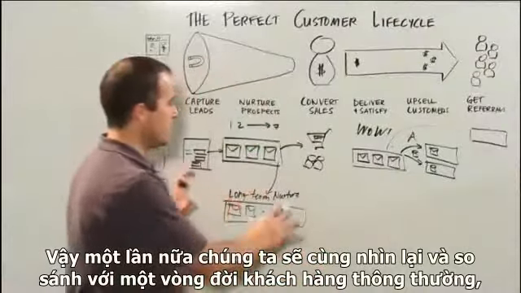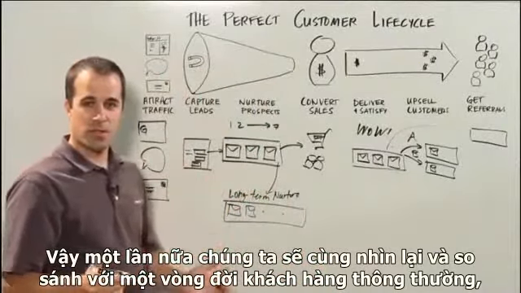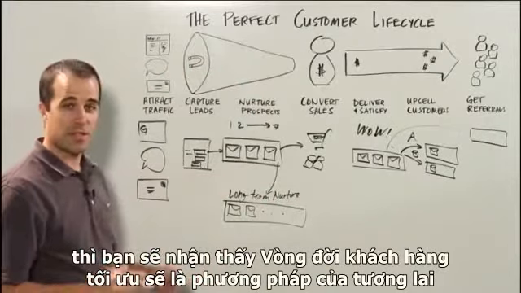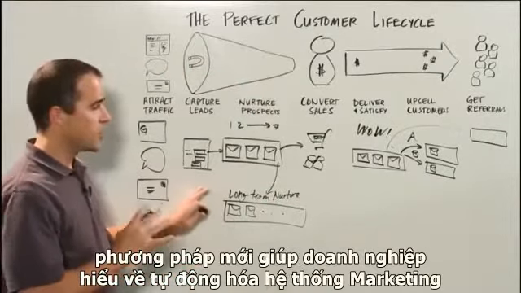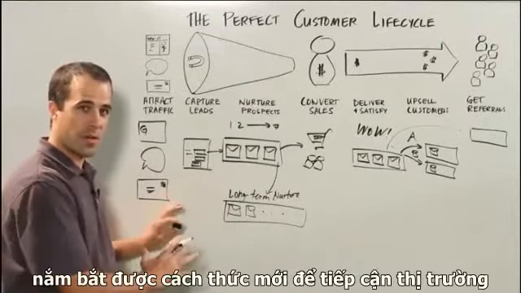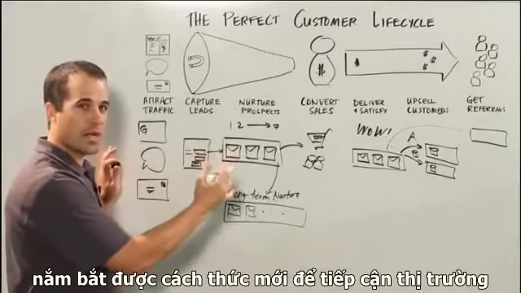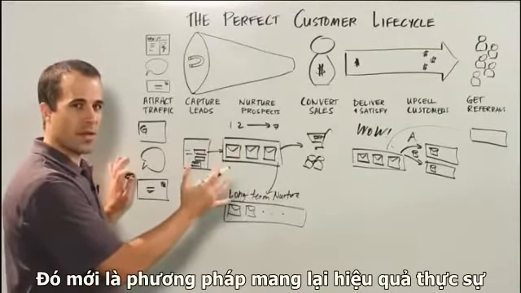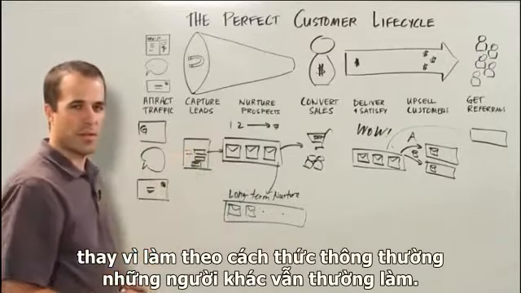So again, as you look at this and compare it with a typical customer life cycle, the perfect customer life cycle is the way of the future. The new breed of entrepreneurs that understand marketing automation and understand the new way to market get that this is the way to go, not to follow the masses and what everybody else is doing.